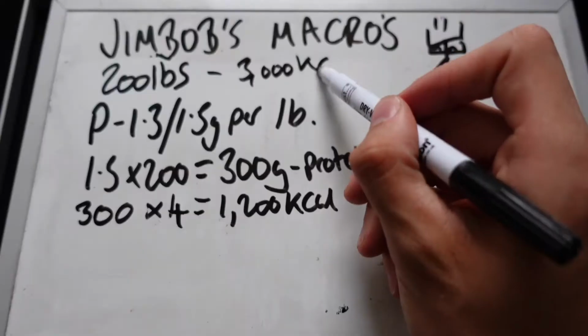So basically 1,200 calories is going to be taken up by protein. We are going to go for 15, by the way, times 15. So Jim Bob's maintenance is going to be 3,000 calories. So of that 3,000 calories, 1,200 calories are going to be taken up via protein.